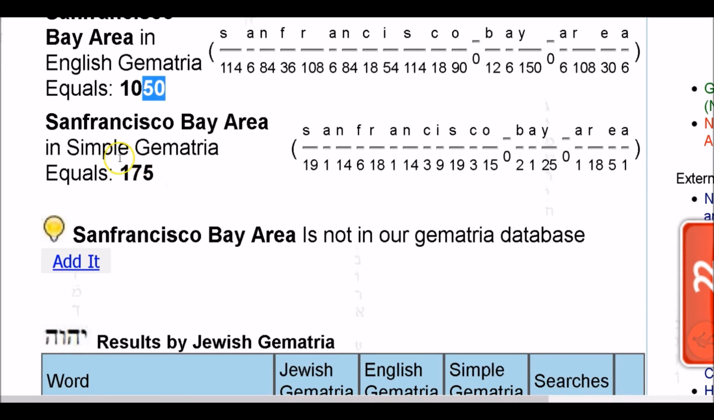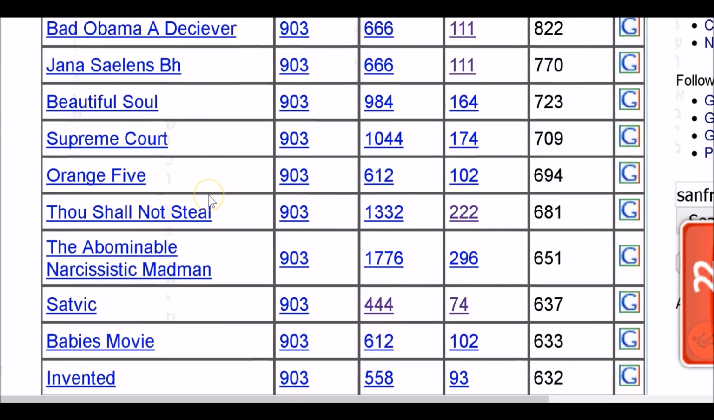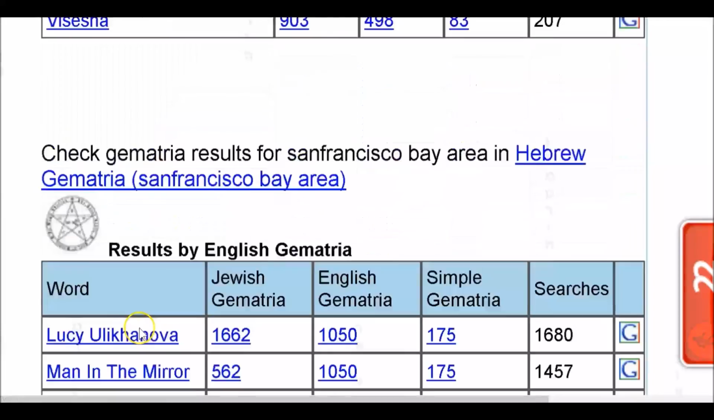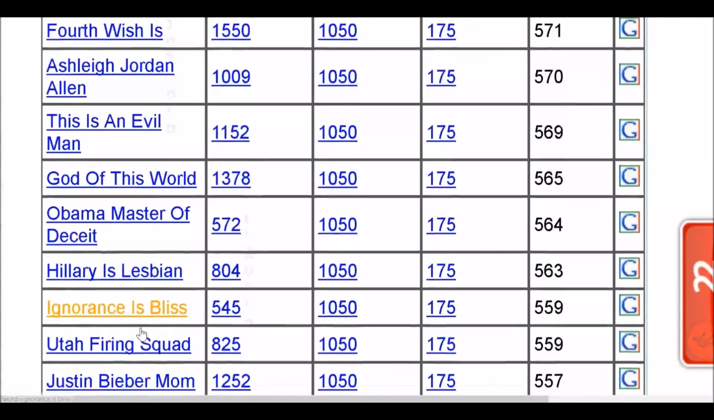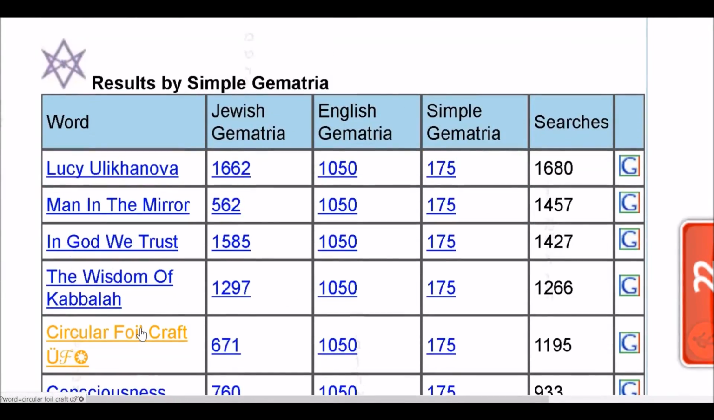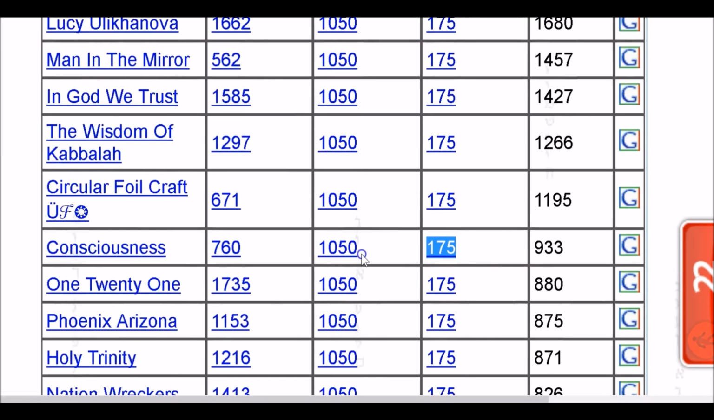And I just studied that. I just found something that I thought was like, okay, this is what 75 means. I finally figured out what 75 means, and now I don't remember what it was. Too many things. But it does equal, in the Jewish gematria, Supreme Court and Beautiful Soul. And in the simple gematria, in English, did I miss it? Oh, there it is. It matches consciousness.